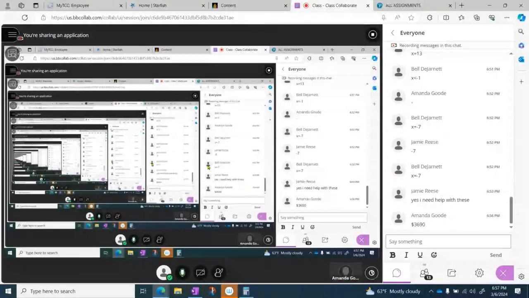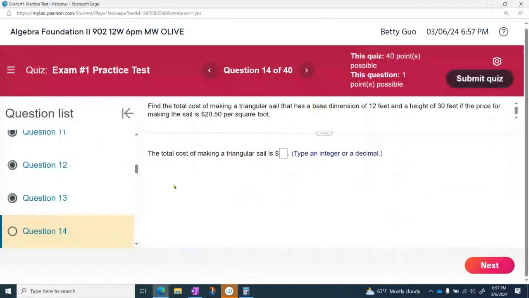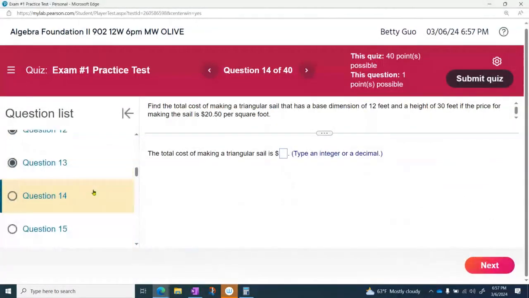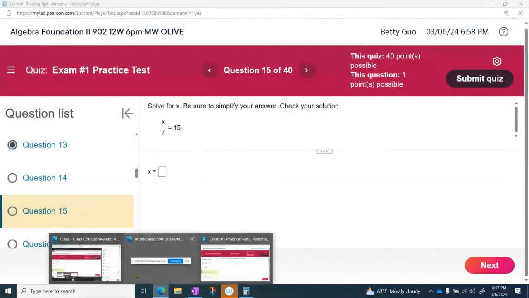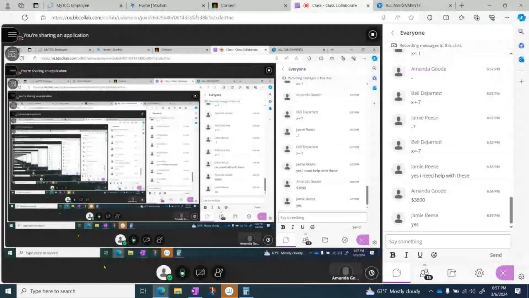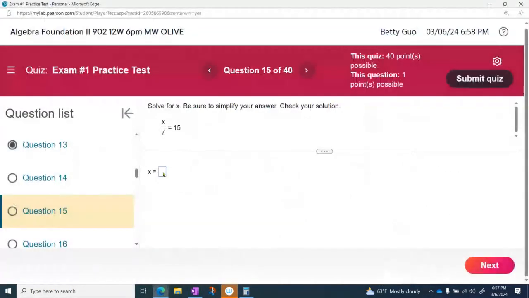Jamie needs help with what question? Jamie, can you elaborate, specify? Oh, water problems, right? Yeah, we will do more water problems. I agree. Water problem is challenging. Yeah, that is a water problem. Number 15. Yeah. Number 15 is pretty straightforward.